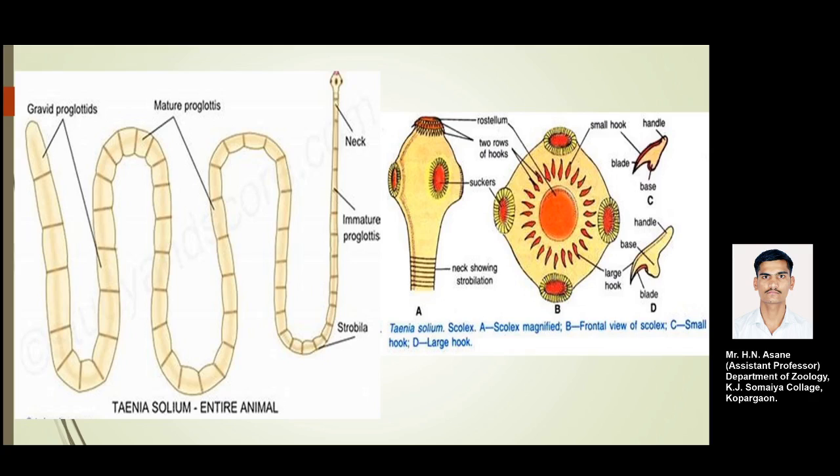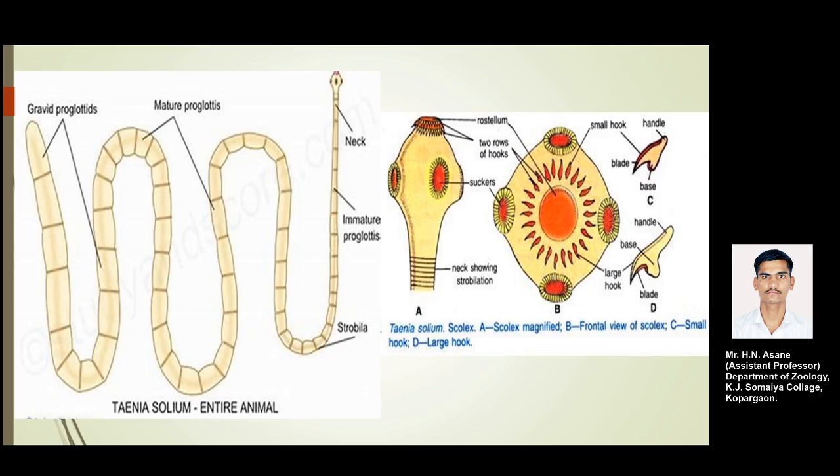Depending on the maturity of the reproductive organs, there are three types of proglottids. The first one is the immature proglottids, as you can see below the neck. These are the youngest proglottids, in which sex organs are not differentiated. They are about 200 in number and broader than long.